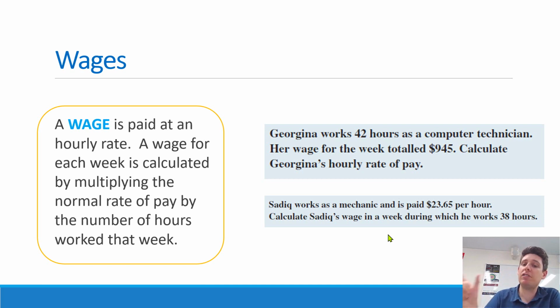So this time we have the rate, dollars per hour, and we want to convert it to a larger amount. So instead of dividing, we're going to be multiplying. So get out your calculator, see if you get the same answer as me. 23.65 times 38. Hopefully you got an answer of $898.70 for the week.